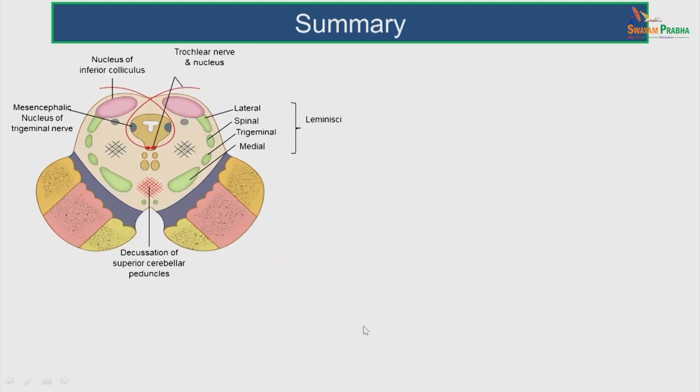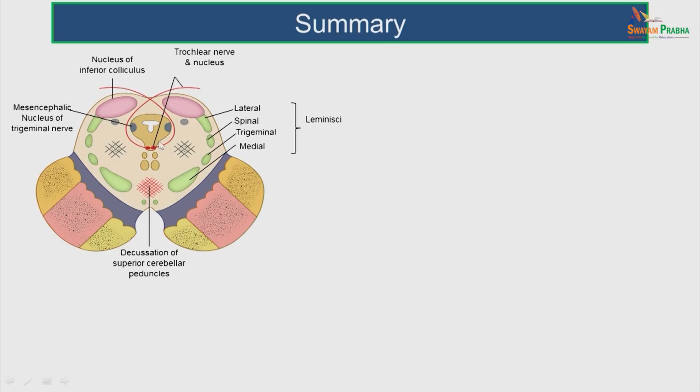And here at the level of the inferior colliculus, we can appreciate, dorsal to the substantia nigra, the lemnisci arranged coronally. And in the center you see the decussation of the superior cerebellar peduncles. And in the grey matter, there is the nucleus of the trochlear nerve and the mesencephalic nucleus of the trigeminal nerve, and we can see the trochlear nerve emerging and crossing over the dorsal aspect.